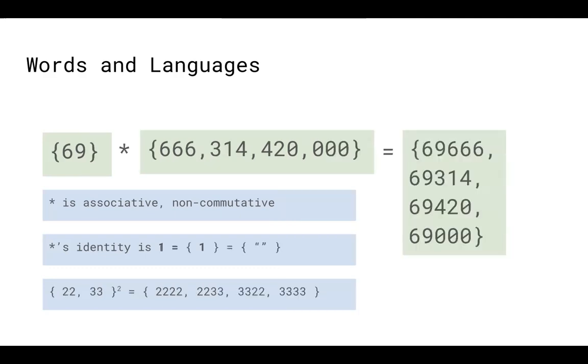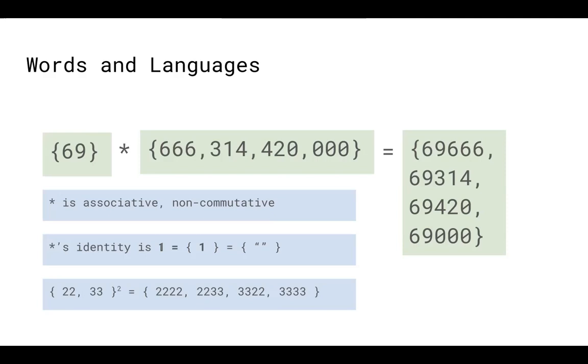And we can lift this to sets of words quite easily. Any of you who know group theory have probably seen this. Basically, if you multiply one language by another, you get the list of all words that start with a word in the first language and end with a word in the second language. So 69 times 666, 314, 420, and 000 is going to contain 69666, 69314, 69420, and 69000. Each of those begins with 69 and ends with one of the words on the right.